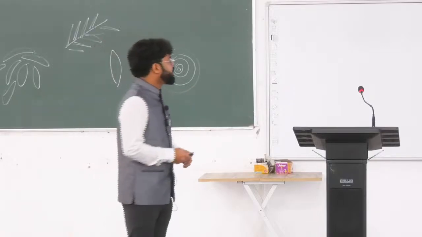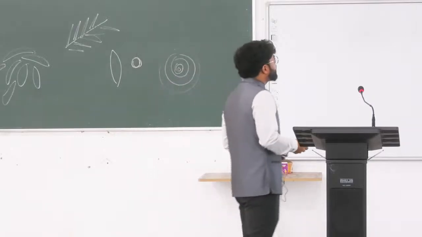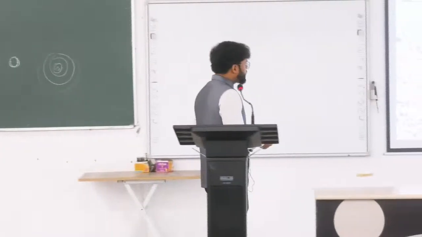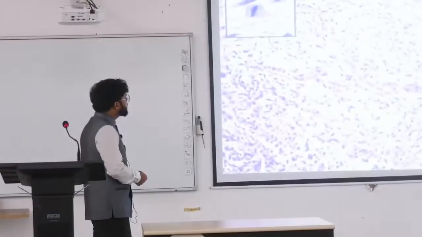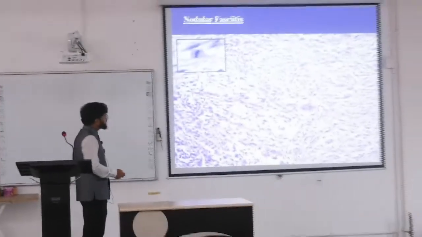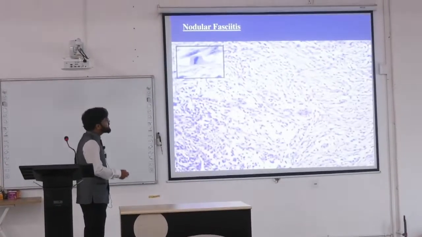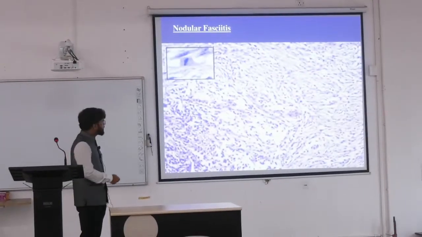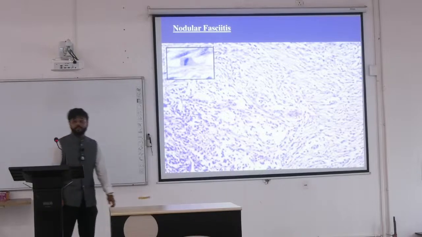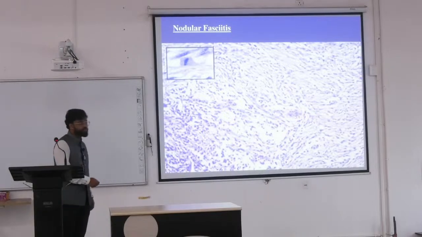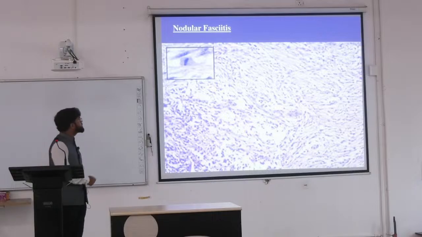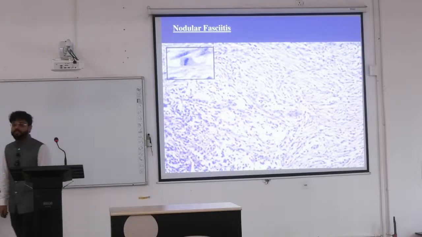What will I see in a microscope? These are the fibrocytes, and these fibrocytes and fibroblasts are present in interlacing bundles, but in a loose stroma, not myxoid. This is known as nodular fasciitis.